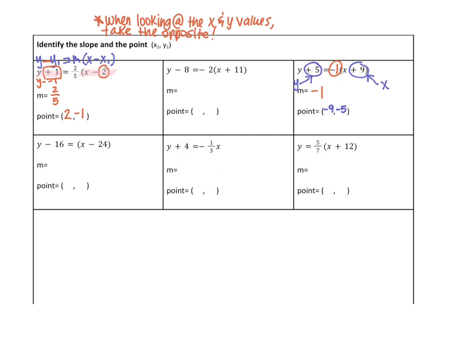All right, going to look at just one more, that bottom left corner. It says y minus 16 equals parentheses x minus 24. Oh no, there's nothing right in front of the parentheses. What do? That's just like there's a 1 there. So my slope is 1. Now I'm going to take the opposite of negative 16 and negative 24 for my x and my y values. The opposite of negative 24 is 24. The opposite of negative 16 is 16. So there we go. Remember, guys, this is the first step. If we can identify both the slope and the point, then we can use them to graph, starting with that point. So let's go ahead and get started with that.